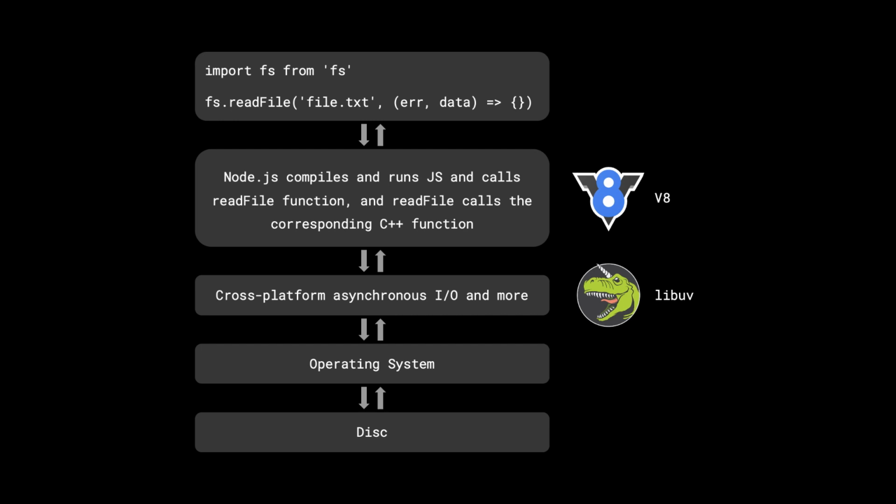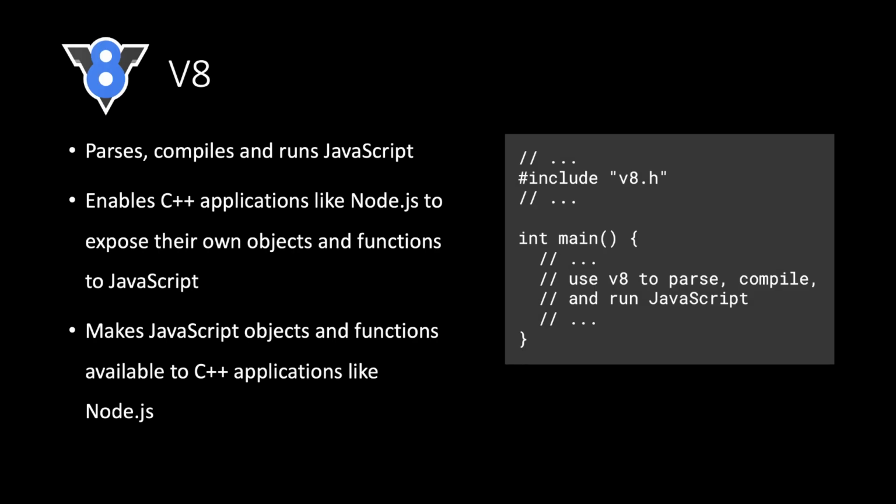Let's continue and talk a little about the V8 engine. V8 is Google's JavaScript engine. Primarily it is used in the Google Chrome browser and Node.js. Node.js uses V8 under the hood to parse, compile and run JavaScript. It embeds V8 like any other C++ library and controls it using V8's C++ API.